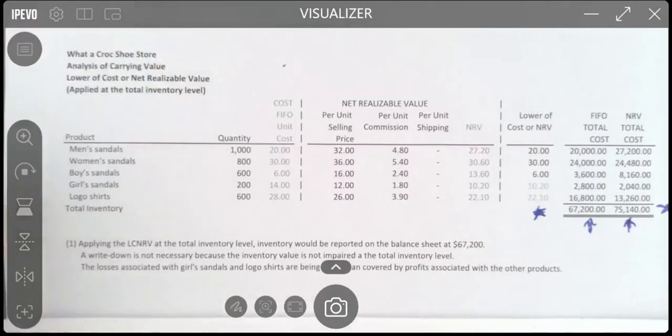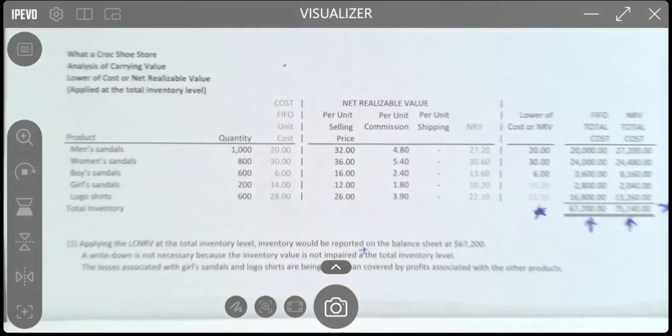Applying the lower of cost or net realizable value at the total inventory level, inventory would be reported on the balance sheet at $67,200. A write-down is not necessary because the inventory value is not impaired at the total inventory level. The losses associated with girls' sandals and logo shirts are being offset, more than covered, by profits associated with the other products. All right, that is lower of cost or net realizable value.